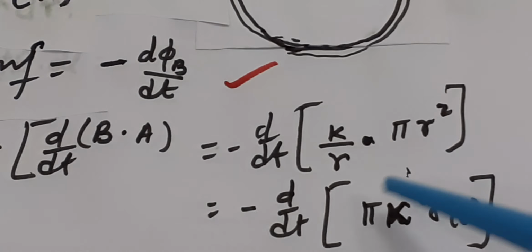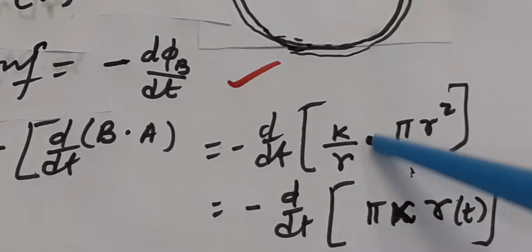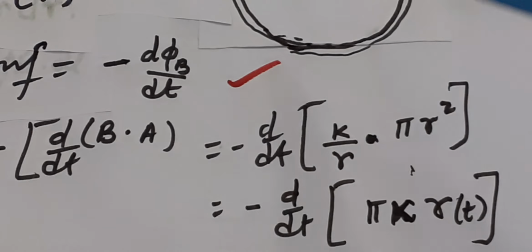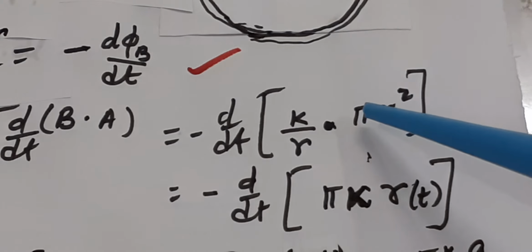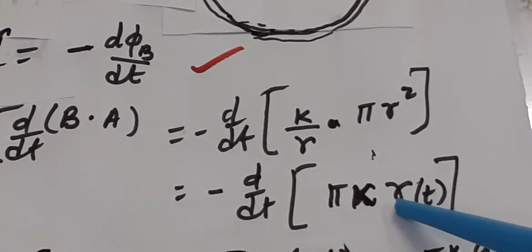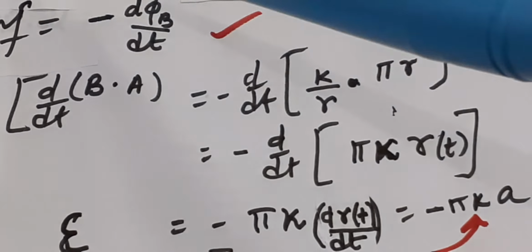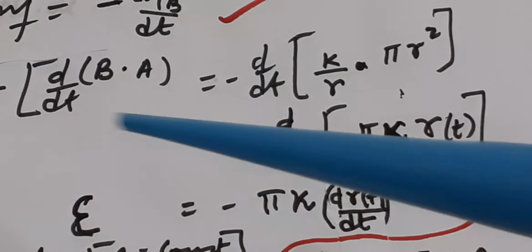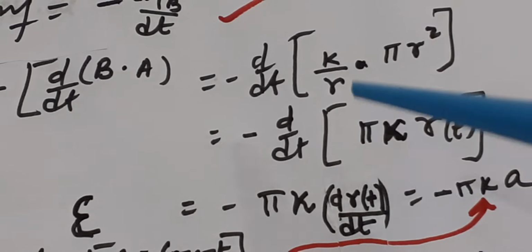Now after simplification, it is a dot product, and the vector B and the area vector both act in the same direction. The area vector is perpendicular to the area, and B is also in the same direction, so cos 0 will be there, that is 1. Now here we will get pi k, where k is a constant, and r is left, that is r is a function of time. As time changes, r also increases. Now EMF will be pi k, constant, into dr by dt. R will change with time.